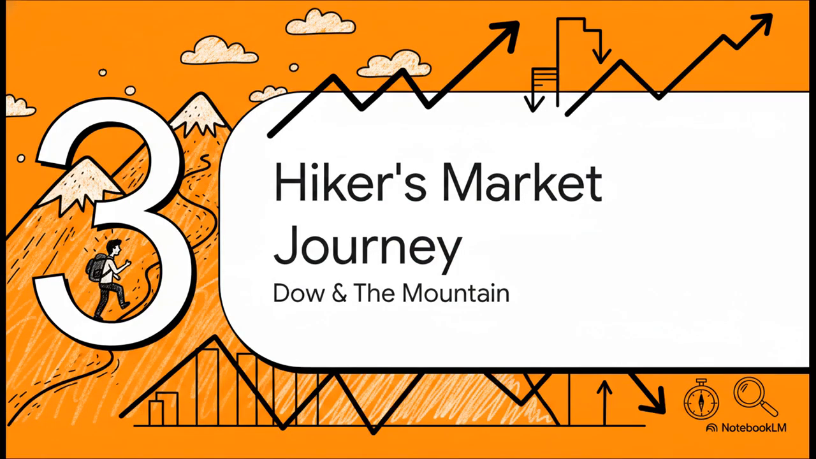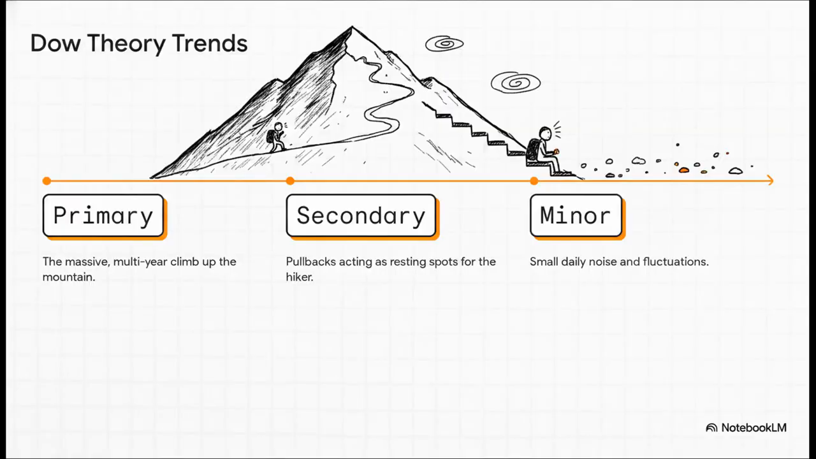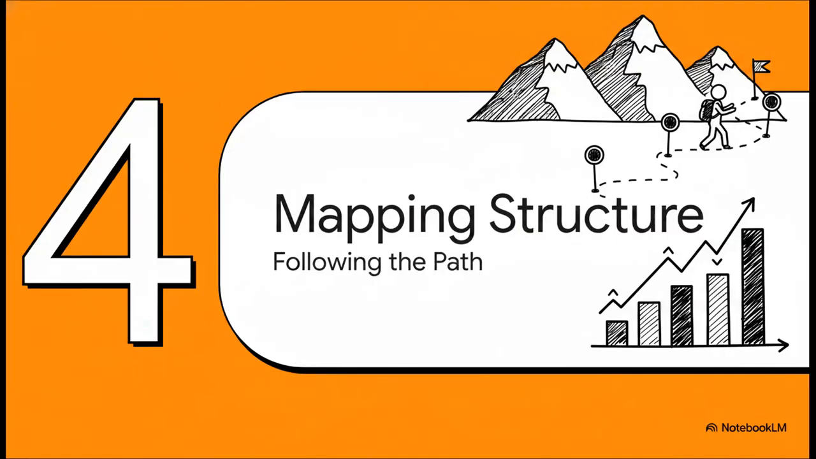Section 3. The Hiker's Market Journey, Charles Dow and the Mountain. Over a century ago, Charles Dow gave us this brilliant analogy. The market moves exactly like a hiker climbing a mountain. He identified 3 distinct movements. The primary trend is that massive multi-year climb. Then you have the secondary trend, which represents the hiker's resting spots. Think about it, a hiker can't just sprint up a steep mountain without taking a breather, right? These secondary trends typically retrace about 33 to 66% of the primary climb. And finally, minor trends. Those are just the daily noise, the tiny footsteps that don't really change the overall journey at all.